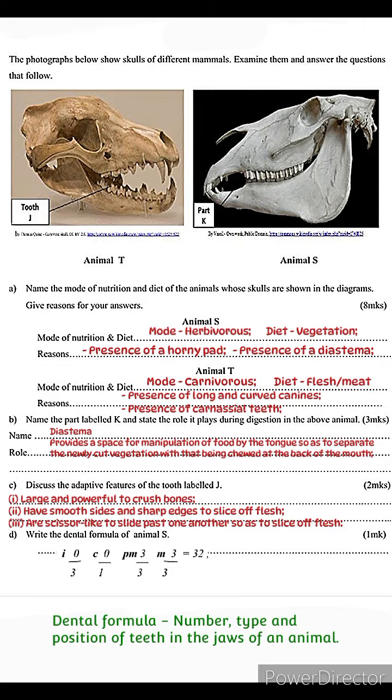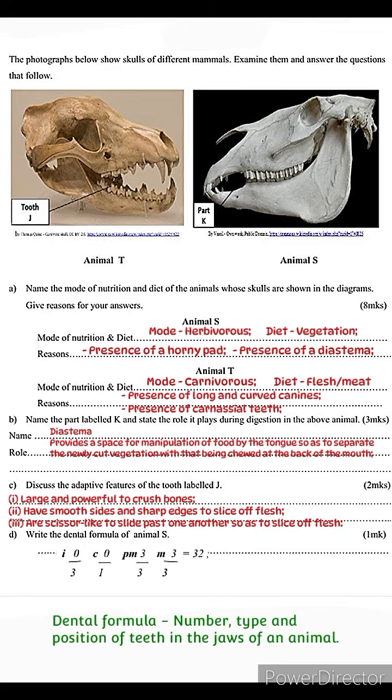Now, let's look at the dental formula. According to this formula, this particular herbivore has no incisors on the upper jaw and only 3 on one side of its jaw. With the dental formula, just a reminder, it represents half the total number of teeth in the upper and lower jaws.